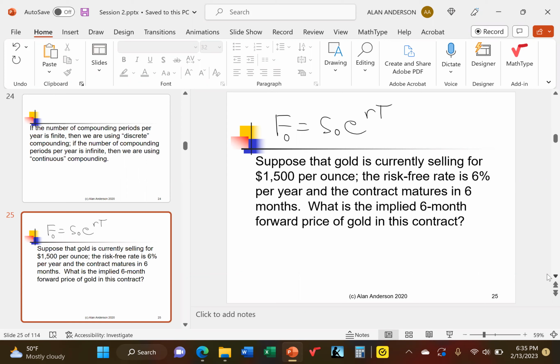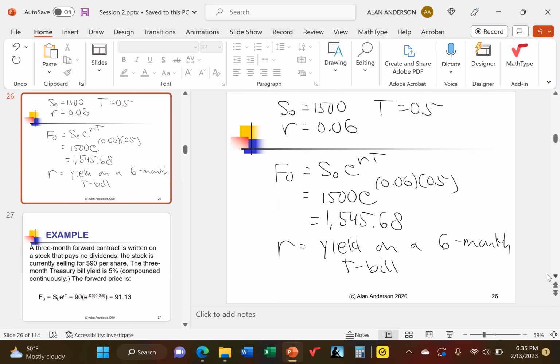So when you plug in these numbers, you can see that the spot price of gold is $1,500 an ounce. The annual rate of interest is 6%, although it's only a 6-month investment. So if you plug in those numbers, you'll see that it is equal to 1545.68. So if I want to lock in the price of delivery in 6 months, then I'm going to have to pay 1545.68.